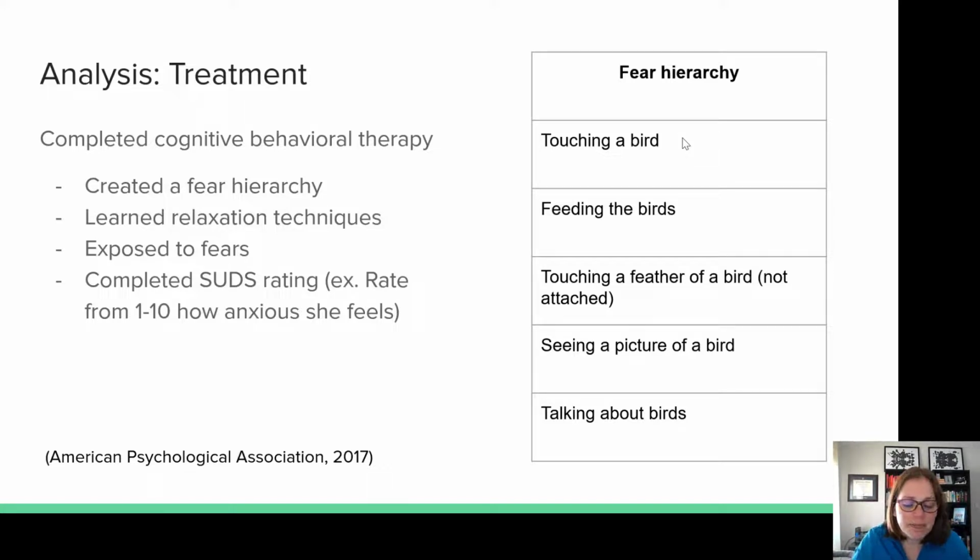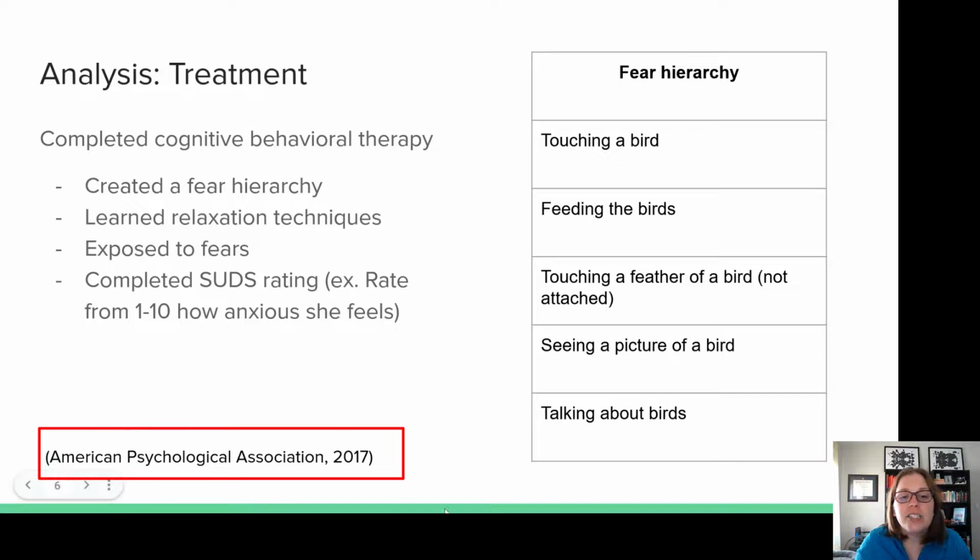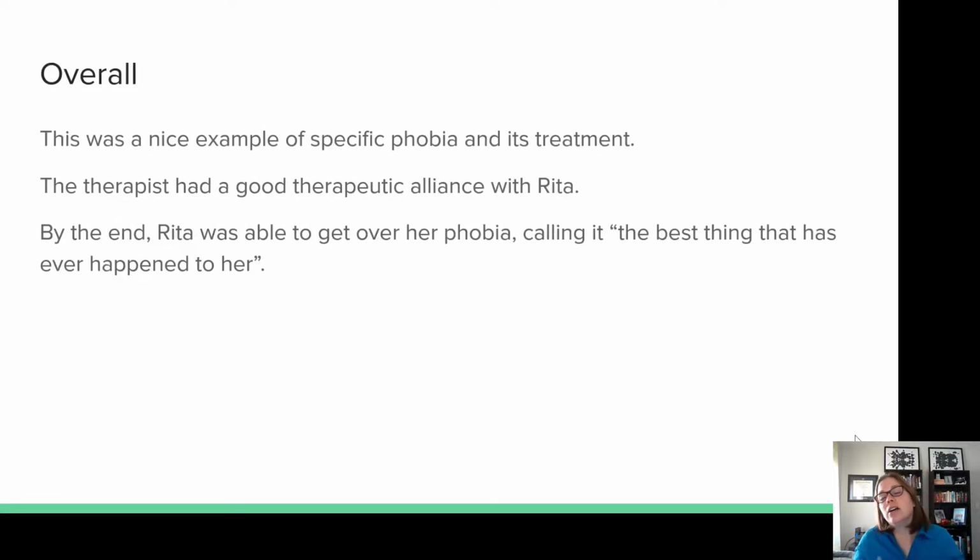So, one of the things that she did really was being exposed to the fears. And she also rated how anxious she was. So at first she was very anxious, and by the end she really didn't seem very anxious at all. Again, I have my citation down here, so do cite where you're getting these different things.